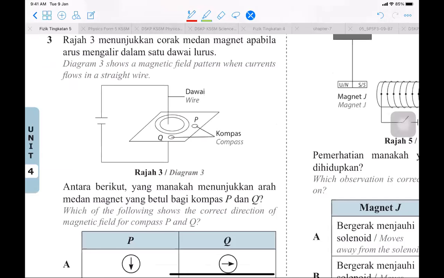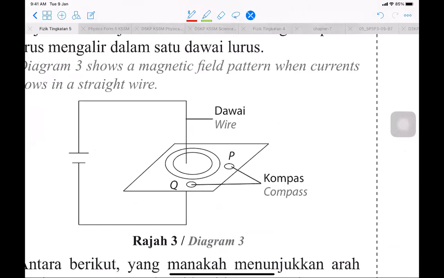So again, we determine dia punya position of the flow of the current, which is from positive to negative. So it should flow here. So the current is going into the paper. So your thumb is pointing downwards, and then your other fingers are indicating the pattern of the magnetic field, which is clockwise.